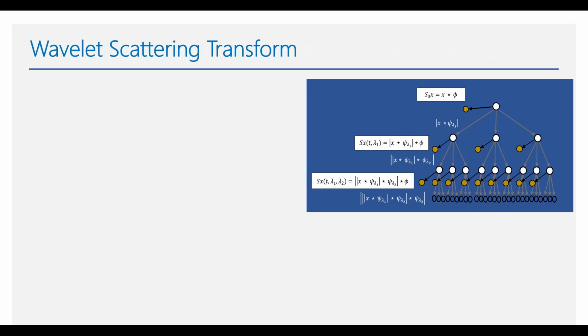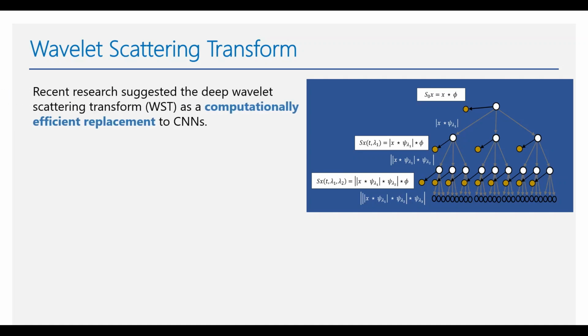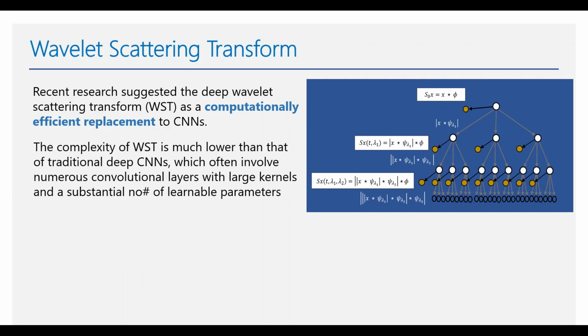Now, if you don't remember the wavelet scattering transform, I just put one slide over here to remind you. The wavelet scattering transform was developed a long time ago, around maybe 2012 or even before, as a computationally efficient replacement to CNN. The wavelet scattering transform is not like the discrete wavelet transform or the wavelet packet. This is kind of like a deep version of that. The complexity of the wavelet scattering transform is much lower than that of traditional CNN, because we don't need that many layers that we usually employ with convolutional neural networks, and we don't tune the parameters, so we save a huge amount of computational cost.